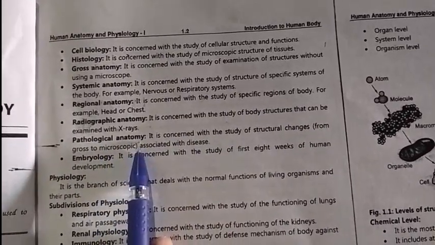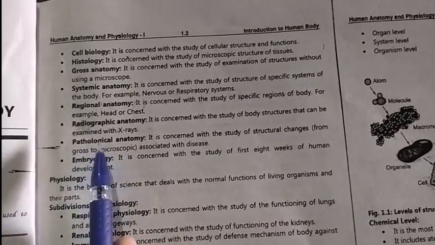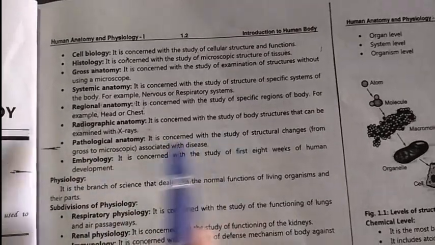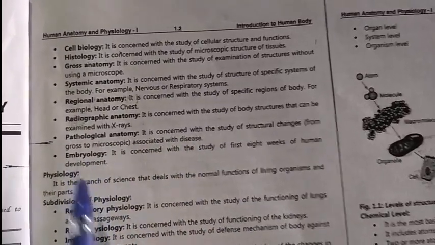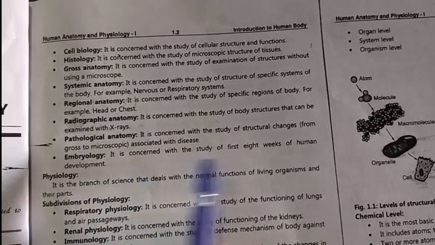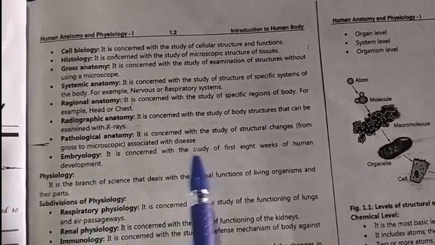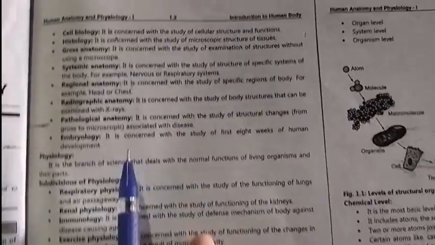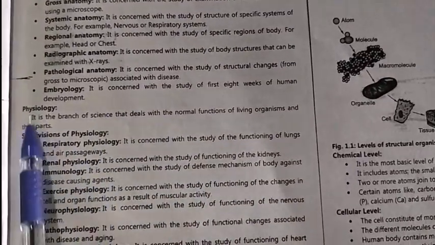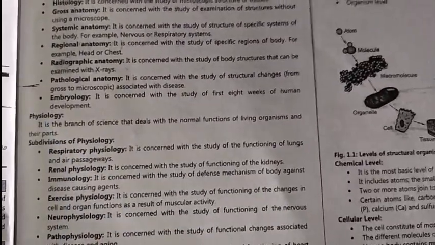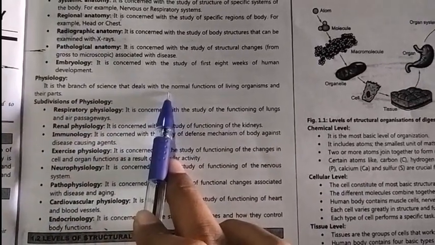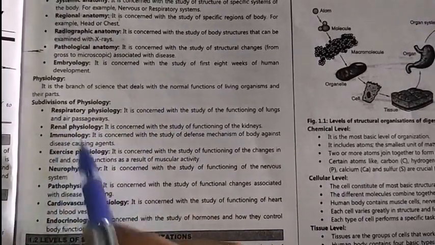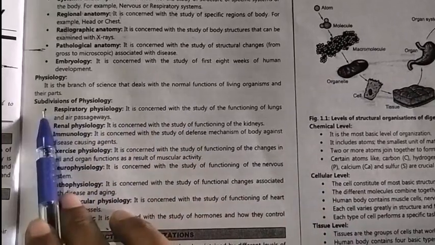Next one is pathological anatomy. Patho means disease. We study the structural changes that are associated with the disease. Next one is embryology. It is concerned with the study of the first 8 weeks of human development. Next one is physiology. In physiology we study the various systems of the human body like the respiratory system, renal system and other systems.